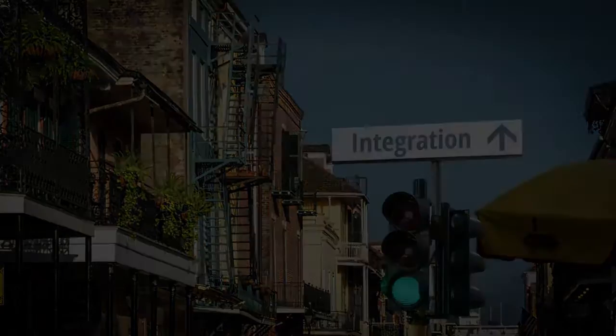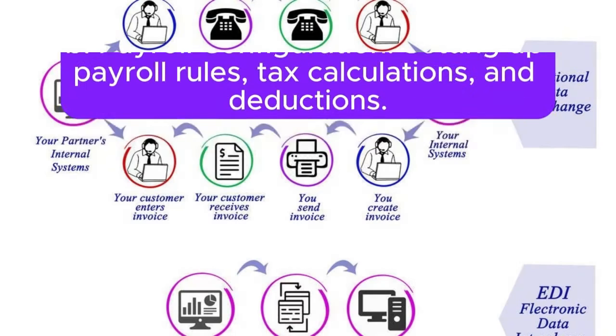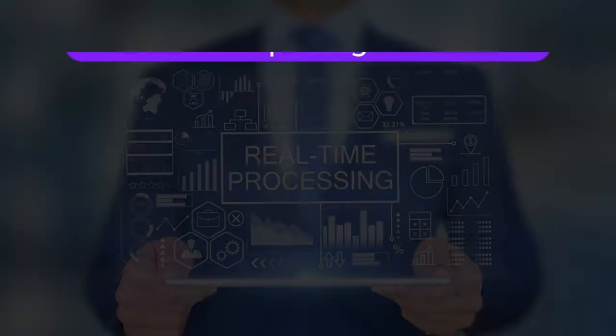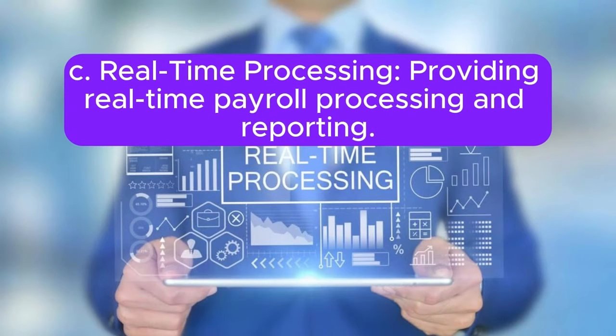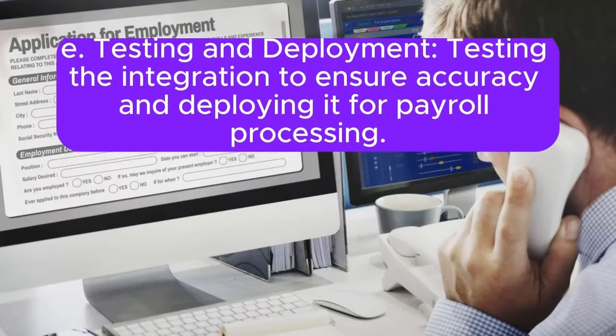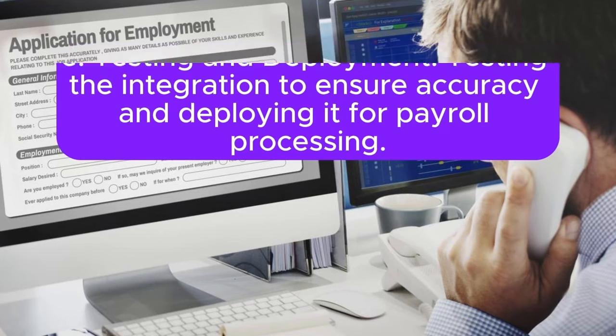Integration involves A. Data synchronization, ensuring employee data from Employee Central is synchronized with ECP. B. Payroll configuration, setting up payroll rules, tax calculations, and deductions. C. Real-time processing, providing real-time payroll processing and reporting. D. Compliance, ensuring compliance with local payroll regulations. E. Testing and deployment, testing the integration to ensure accuracy and deploying it for payroll processing.